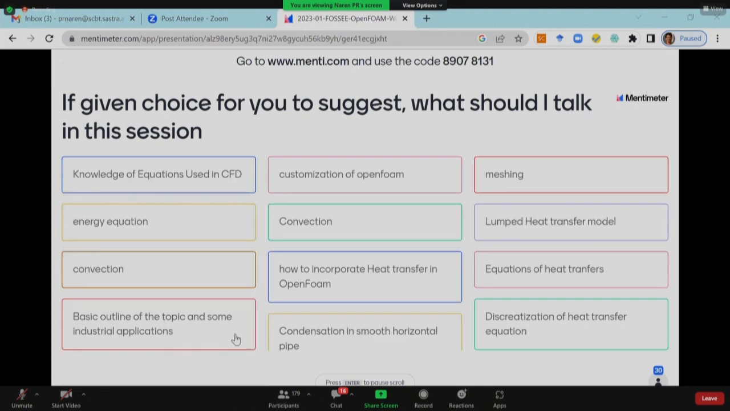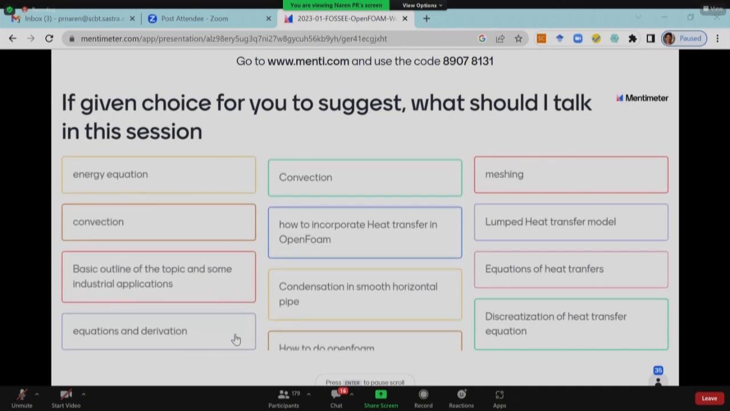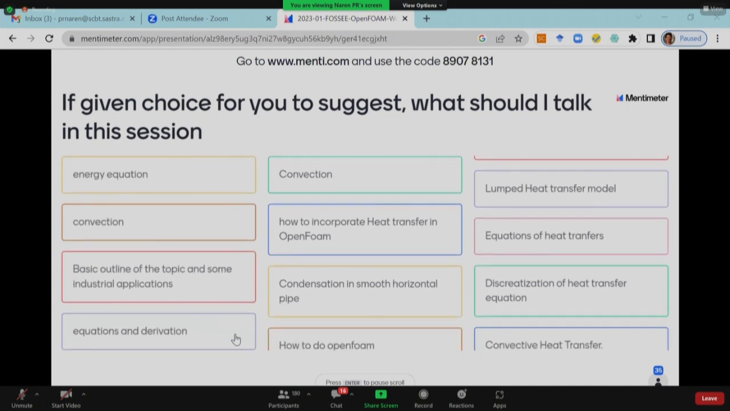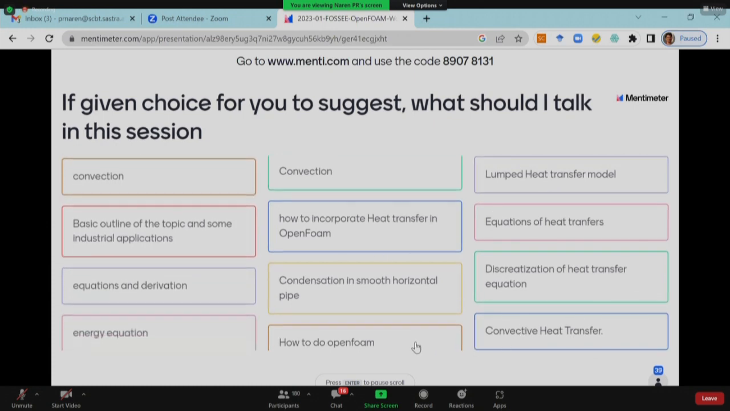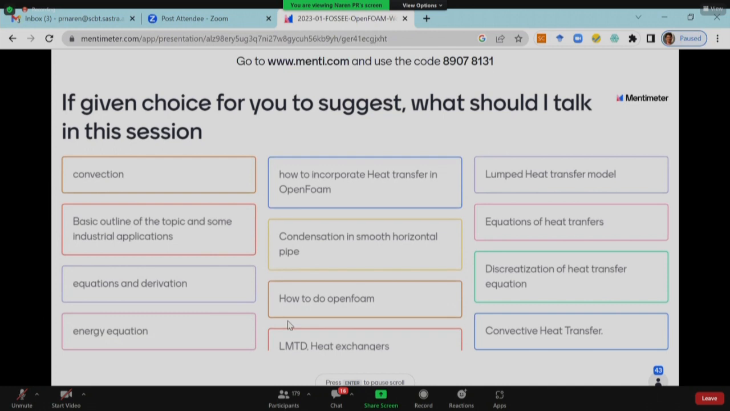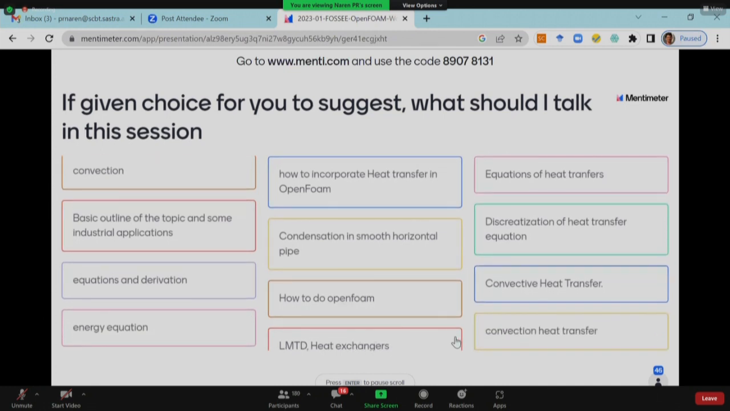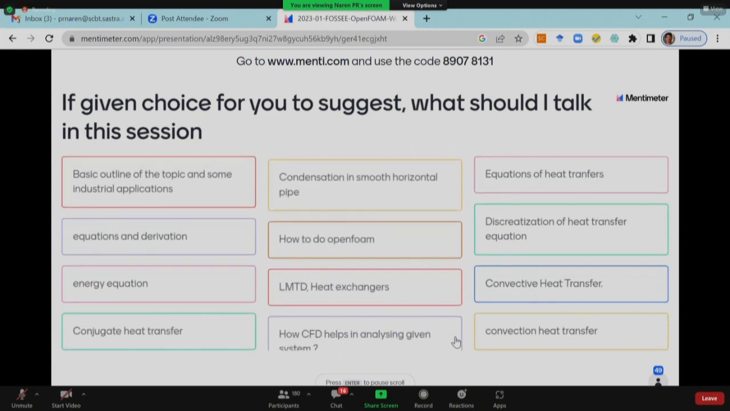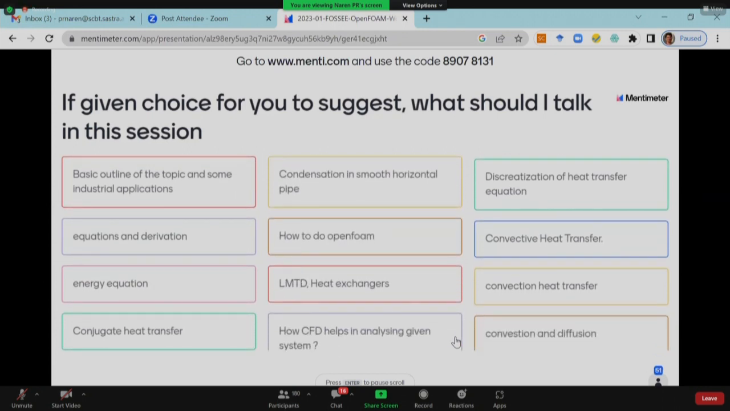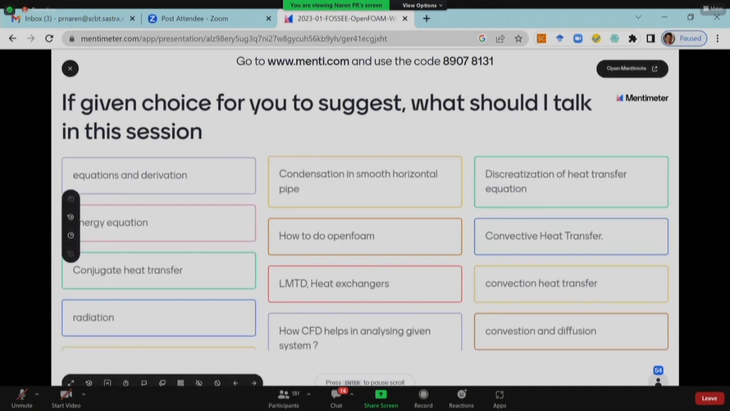Convection, customization, convection, how to incorporate heat transfer, smooth horizontal pipe, discretization of heat transfer, equation of lumped heat transfer, convective, good, energy equation, LMTD heat exchangers, good. So fairly many people have written something which I had thought of before coming to this talk. So that's nice. With this, we'll go ahead.